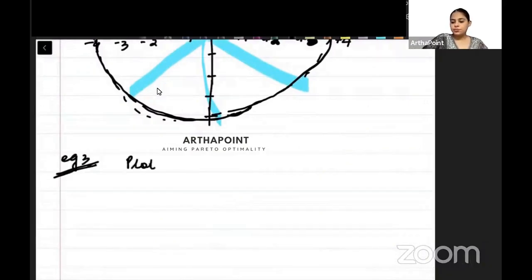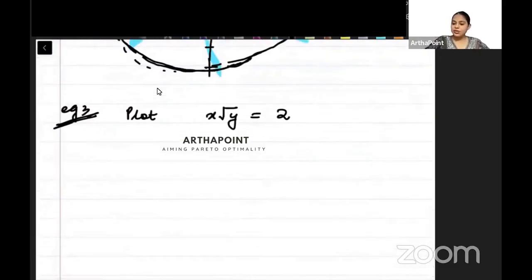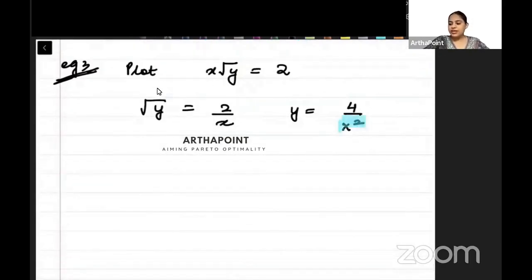Okay. Example number 3. Plot x root y is equal to 2. So in this case, what we can go ahead and do beta is that again we need to take some points. So हम क्या करेंगे? Root y is equal to 2 by x. I will take x on the other side. So y will be, squaring both sides, 4 by x square. Y will be 4 by x square. अब देखो denominator cannot be 0. माने x 0 नहीं हो सकता. X cannot be 0.